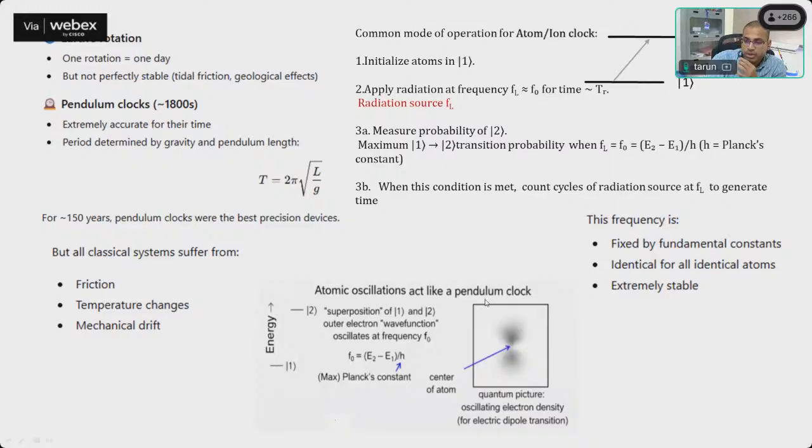Basically, that is a superposition between the 1 and 2 states. This animation is not working here. That is what I was trying to show: how the atom is oscillating between 2 and 1, and each oscillation is giving you 1 second.